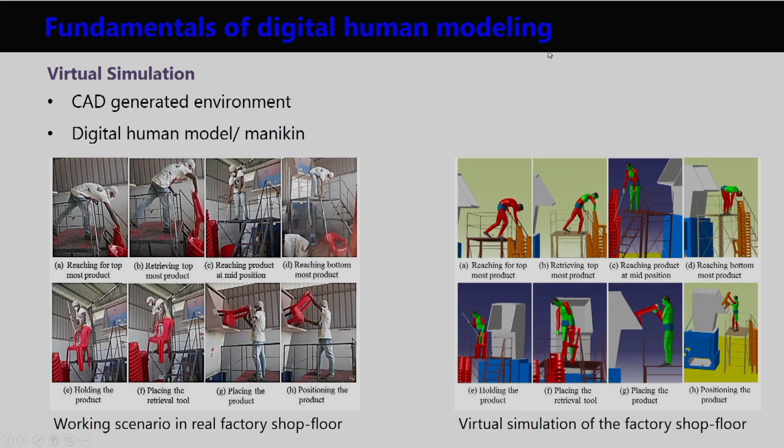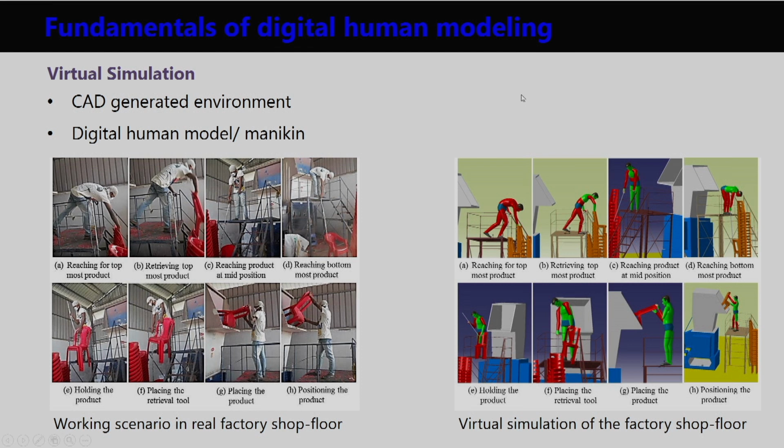Now, first, before going to discuss digital human model, what is digital human model or what is the digital human modeling process, before that we should know what is virtual simulation. So, virtual simulation is the CAD generated environment or computer graphics environment where we can do different types of evaluation, different types of representation of human activities. Now, digital human model and mannequin are also CAD generated models which we use for the purpose of ergonomic evaluation of product and workstation. We will discuss in detail in subsequent slides.